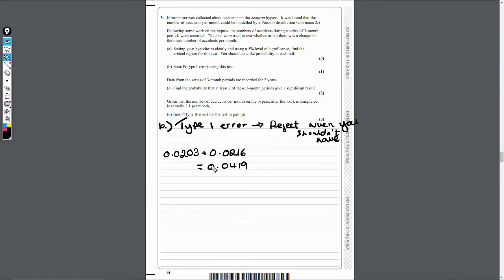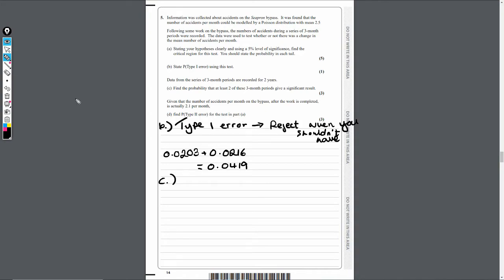Okay. Part C here. Well, what it's saying now is that the data from the series of 3-month periods are recorded for 2 years. And we have to find the probability that at least 2 of these 3-month periods give a significant result. So, how do we do this? Well, this is similar to question 2 we did for this paper with the Poisson distribution again, where we're taking it in terms of a period now. Here, we've got a 3-month period, this is recorded for 2 years, but it wants to know how many of these 3-month periods give a significant result.